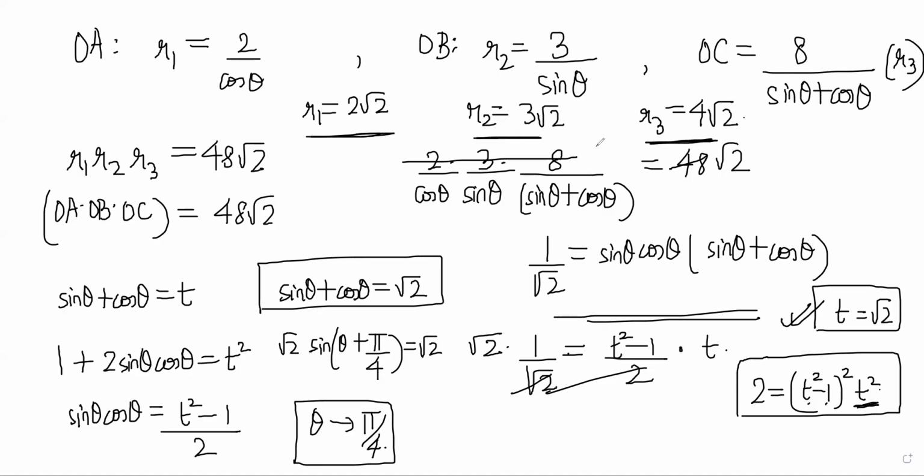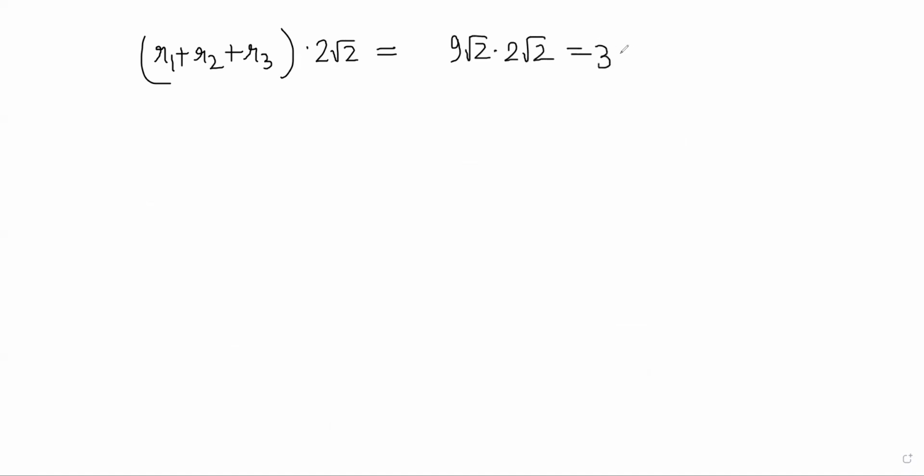And now I can check the other two options, option A and option B. So option A was (R1 plus R2 plus R3) times 2 root 2. So that will become 5 plus 4, 9. 9 root 2 into 2 root 2. So that is clearly 18 into 2, 36, right? So what we have gotten is (R1 plus R2 plus R3) into 2 root 2 is equal to 9 root 2 into 2 root 2 is equal to 36. So option A is correct.